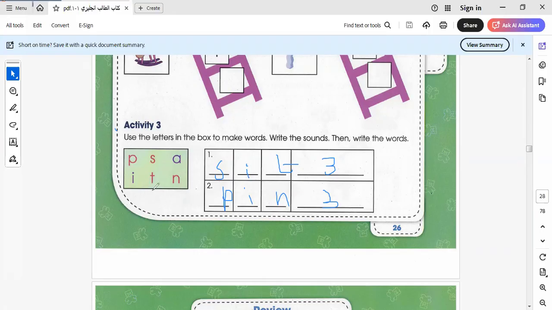We say here and also, we have here and, 3 sounds. So in this part we have 3 words. We have here pin. We have here and. We have here sit. These are the words related to this part. Let's go to another one here.